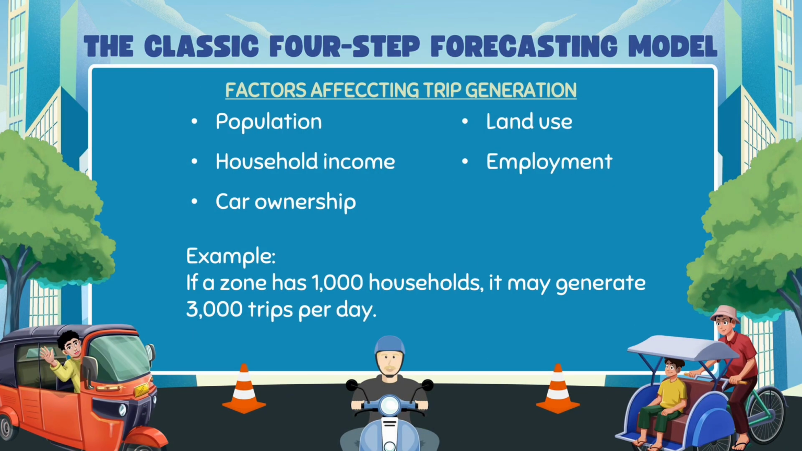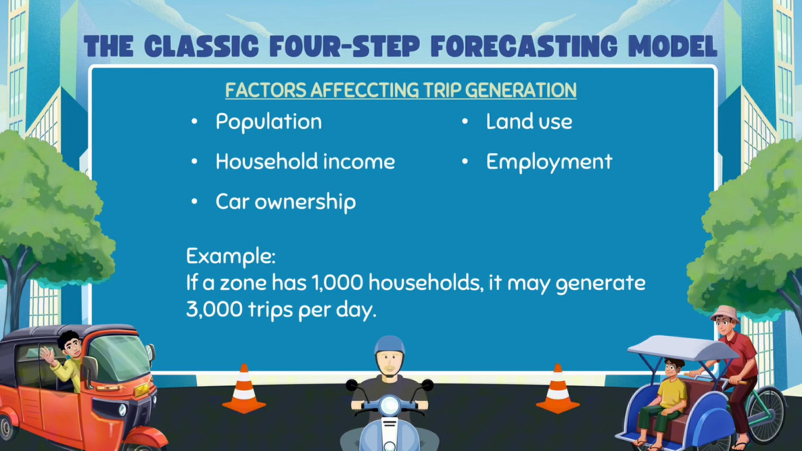So, factors affecting trip generation. First, the population. More people means more trips because people go to school, work, and other places. The next, the household income. Higher income means more trips since people can afford transportation and travel more often. The next, the car ownership. If people own cars, they can travel anytime, so trips increase.